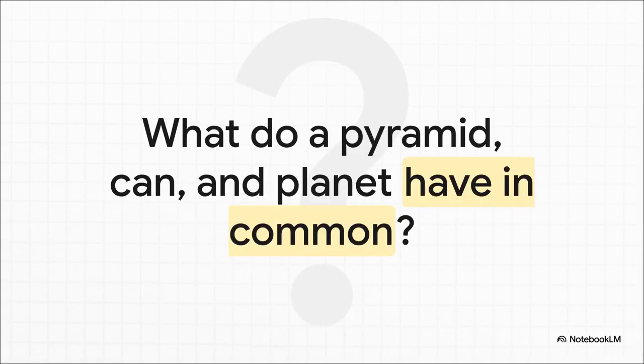I mean, it sounds like the start of a bad joke, right? You've got an ancient Egyptian tomb, something from your kitchen pantry, and a massive celestial body. But the answer isn't a punchline, it's geometry. And by the end of this, you're going to see how these incredibly different things are all born from the exact same, really elegant mathematical rules.